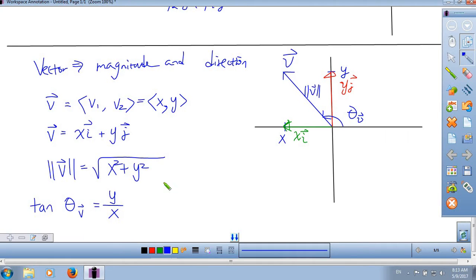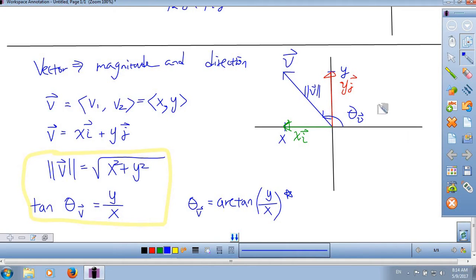That will always be true. So these two things will always be true. But how do you determine theta, the angle of the vector v? Well, we have to use arctangent of y over x. However, I need to put an asterisk here, because arctangent only returns angles in quadrant 1 and quadrant 4.